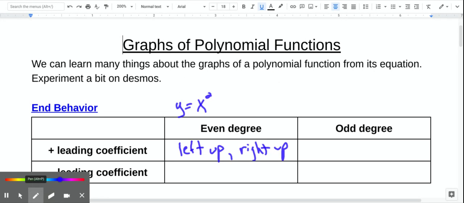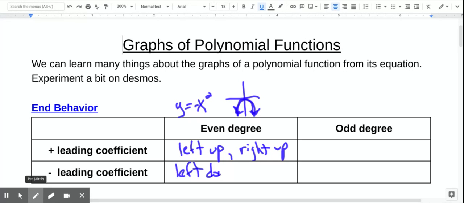Now, let's go back to that most basic function that we had, just y equals x squared. If we have a negative leading coefficient, so if that's a negative, well, that takes the parabola and turns it the other way. So both the left end behavior and the right end behavior are both down. So we say left down and right down.